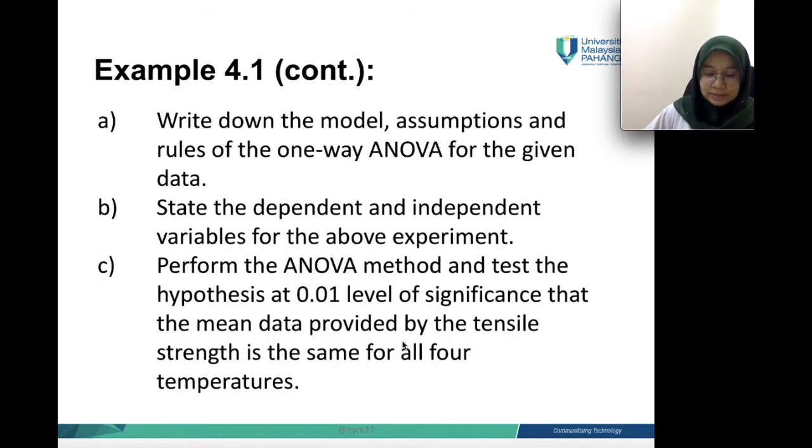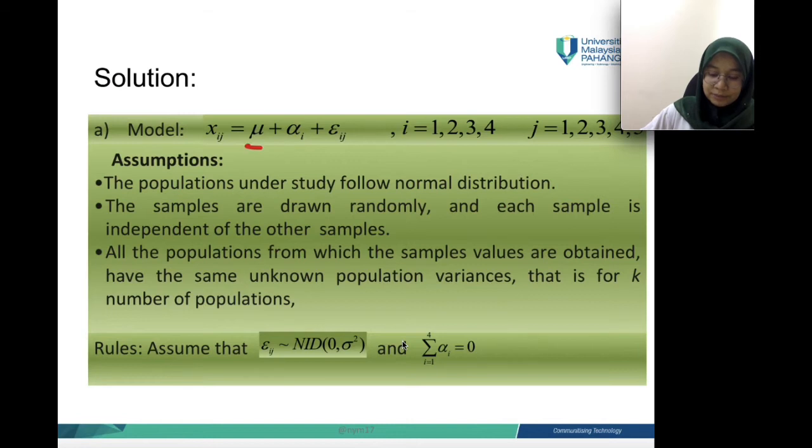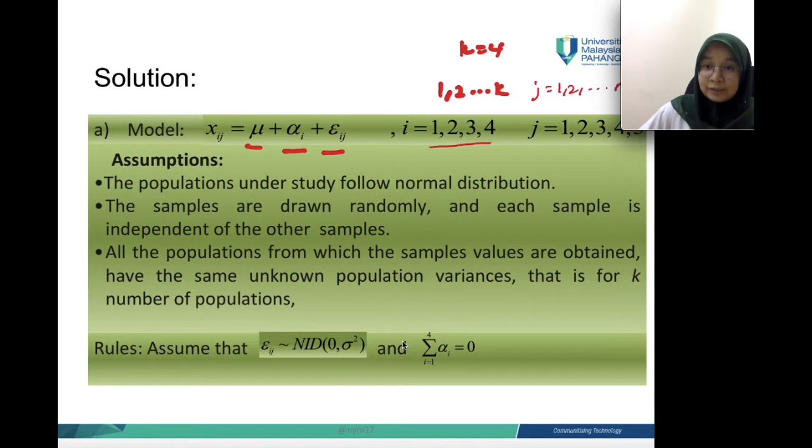Write down the model, assumption and rules of the one-way ANOVA for the given data. So what is the model? Here is the model: mu plus alpha i plus epsilon ij, where i equals 1, 2 until k. Our k equals 4, so that's why 1, 2, 3, 4. j is 1, 2 until n. N is your replication. Our replication equals 5, so that's why 1, 2, 3, 4, 5. Okay, the assumption, you can write down the assumption from the slide we have just now, and also the rules.